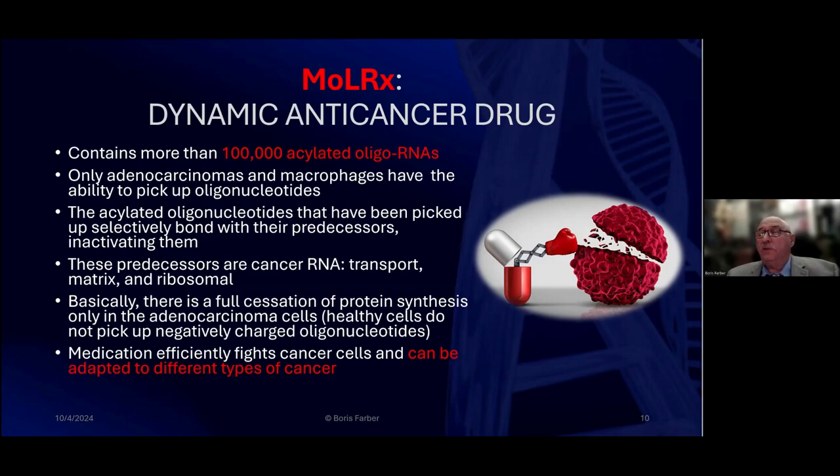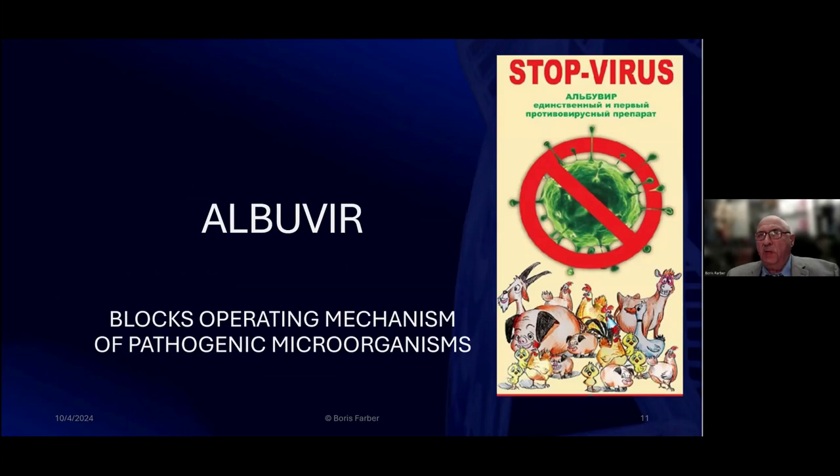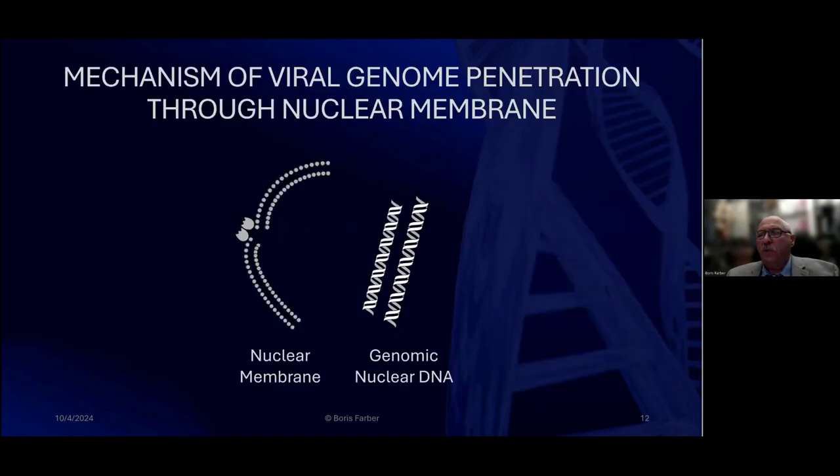The next project we use is again our approach of dynamic structure, for Albuvir. Albuvir is a dynamic drug that blocks the operating mechanism of pathogenic microorganisms. In order to understand how it works, schematically I will show an animation. The animation depicts viral genome penetration through the cell membrane.